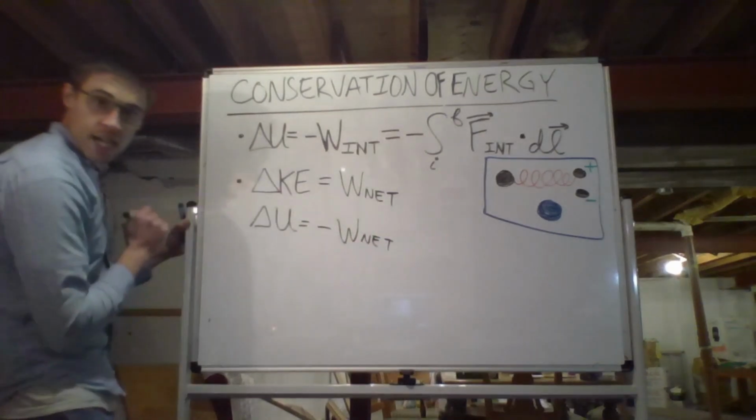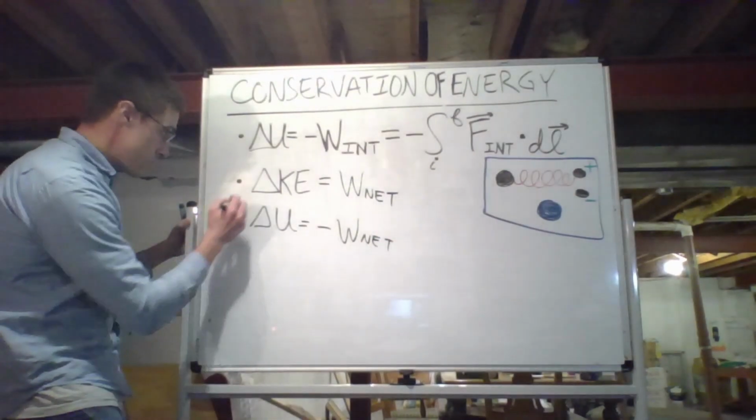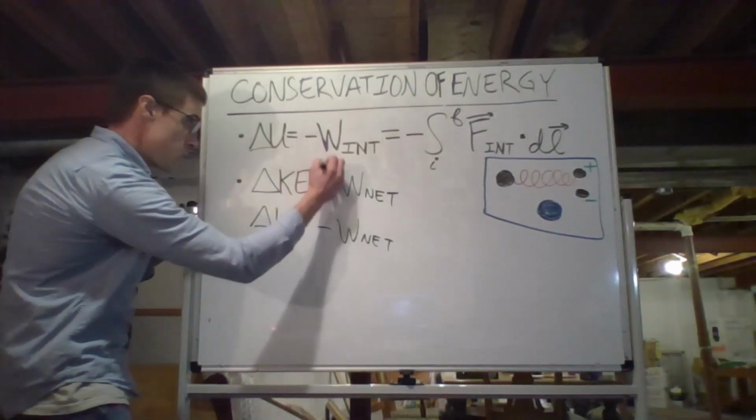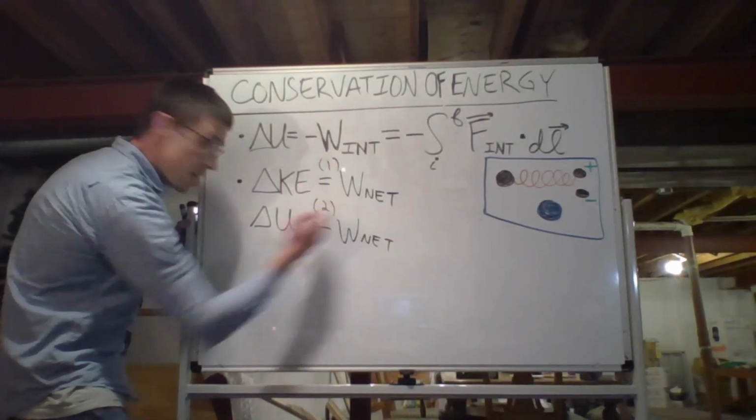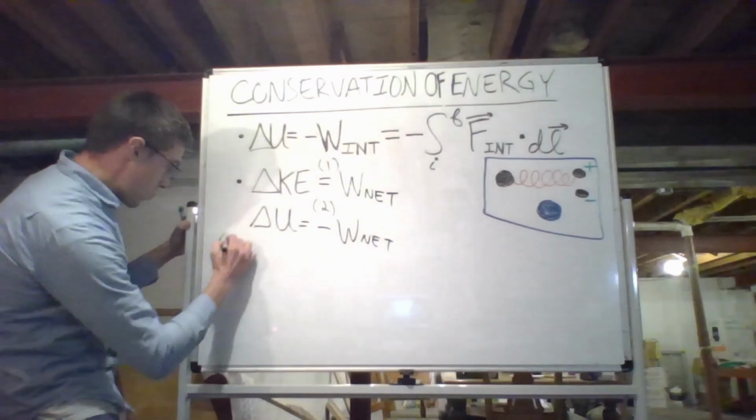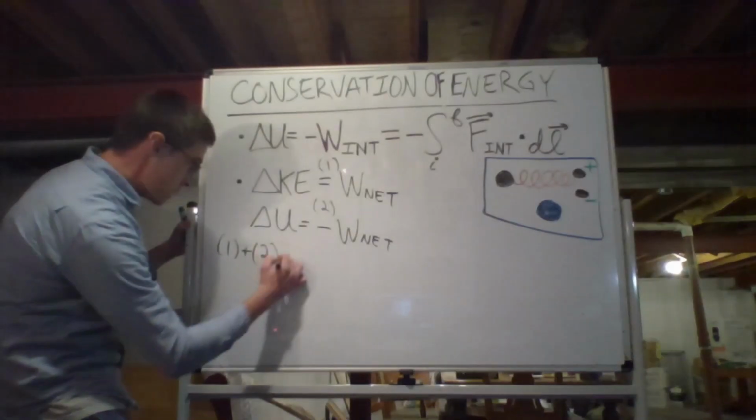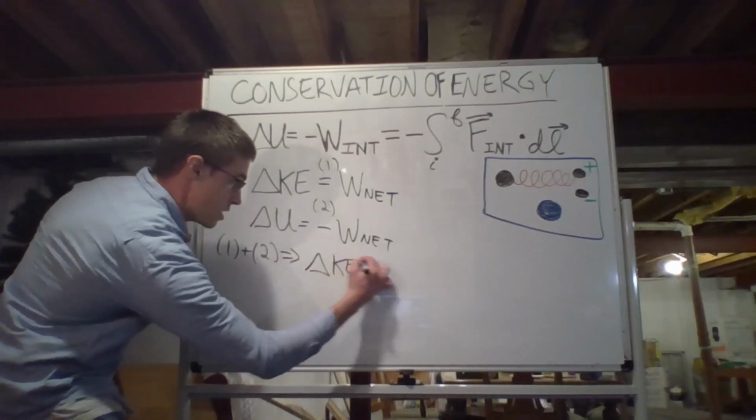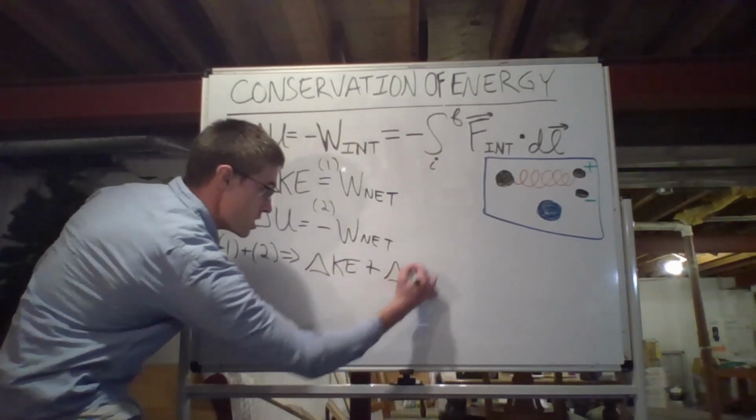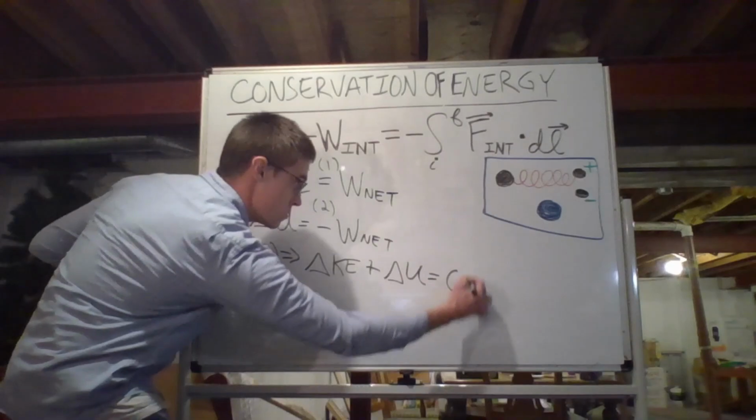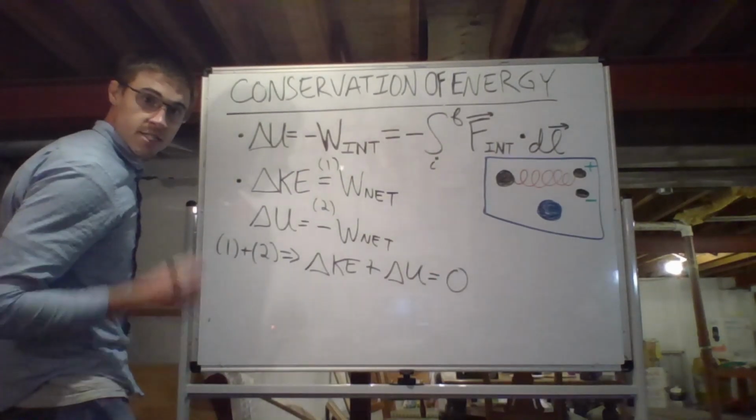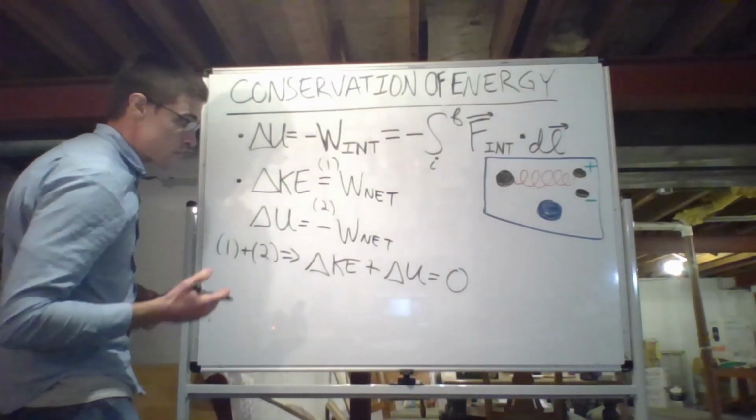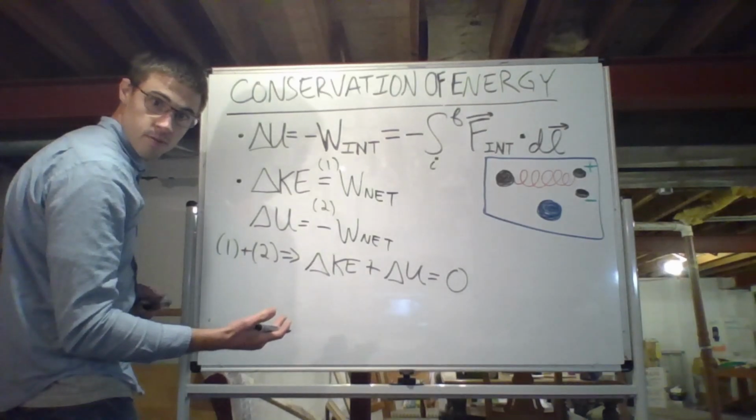And so I could just add these two things together, right? We'll call that 1 and we'll call this 2. Add them together, and 1 plus 2 gives you that the change in kinetic energy plus the change in potential energy is equal to 0, which is exactly the statement of conservation of energy, right?